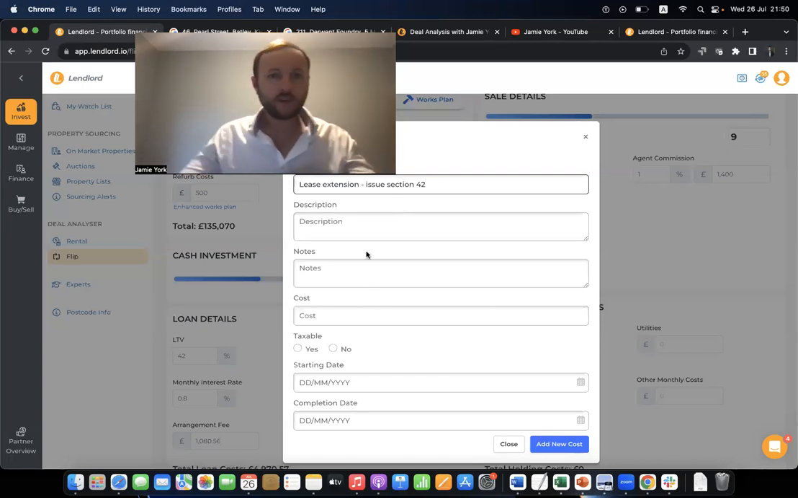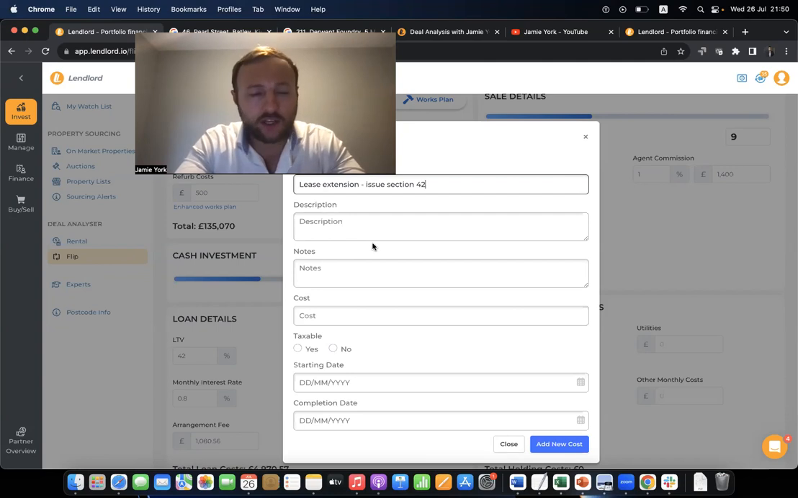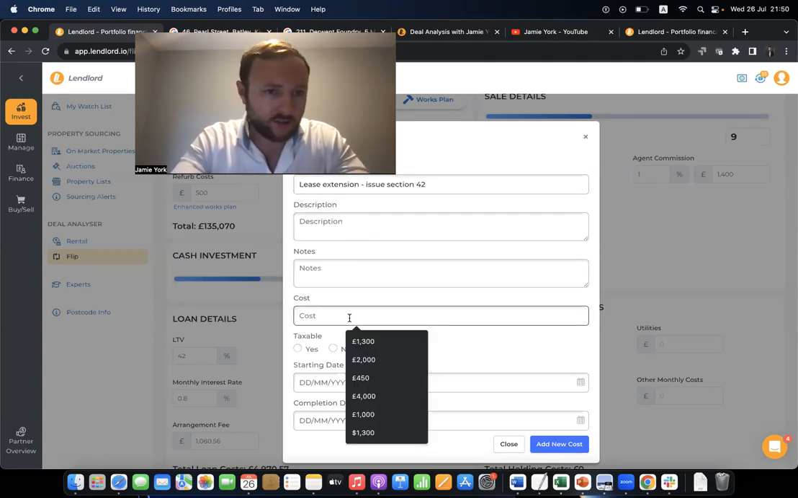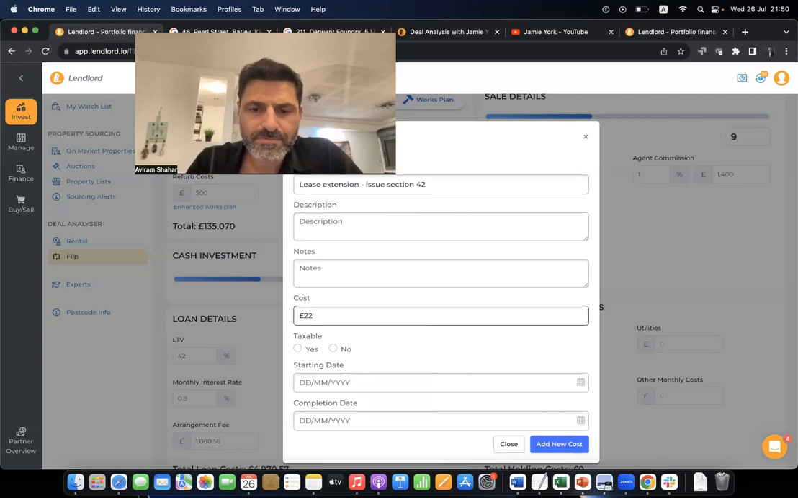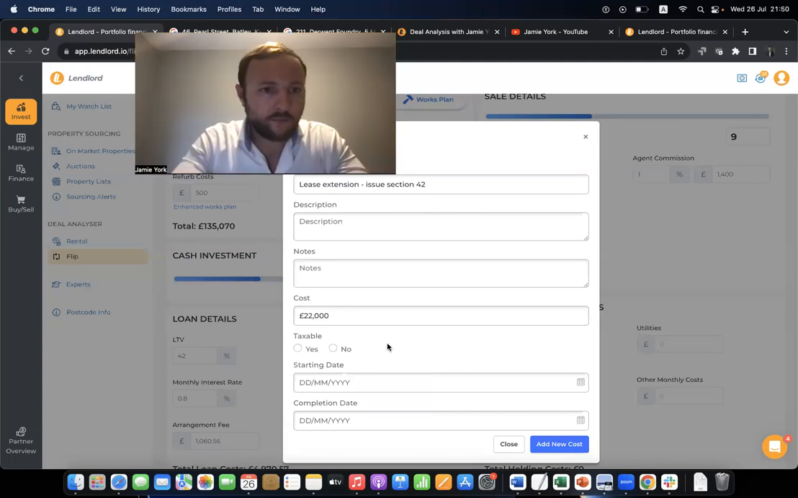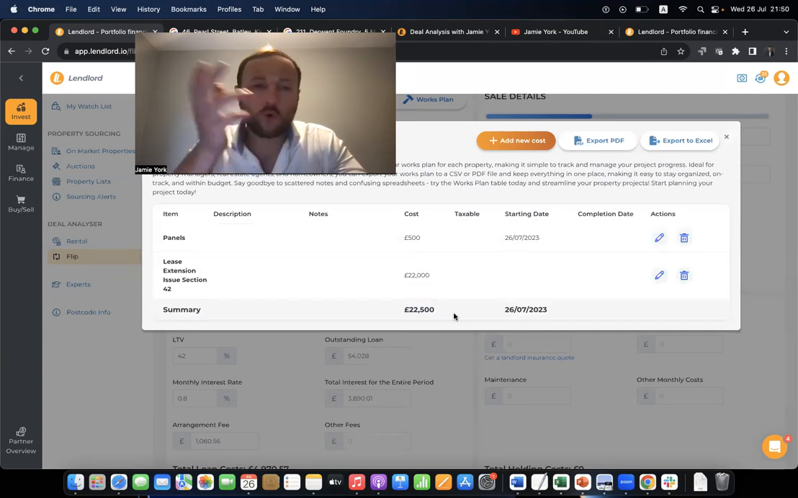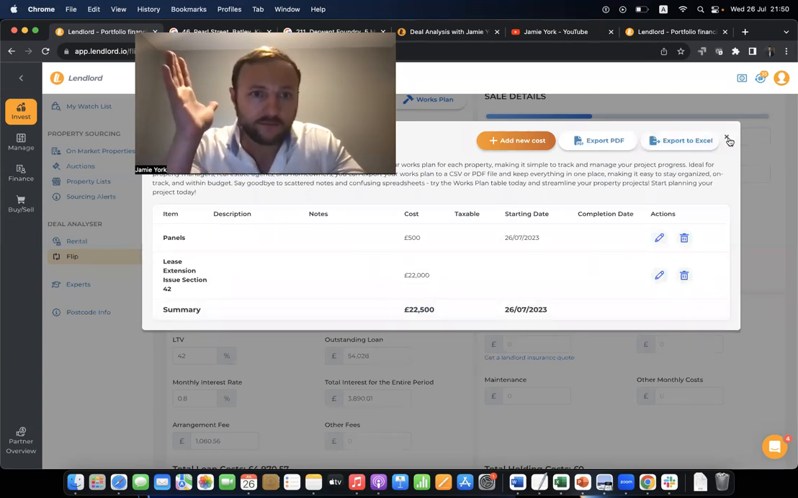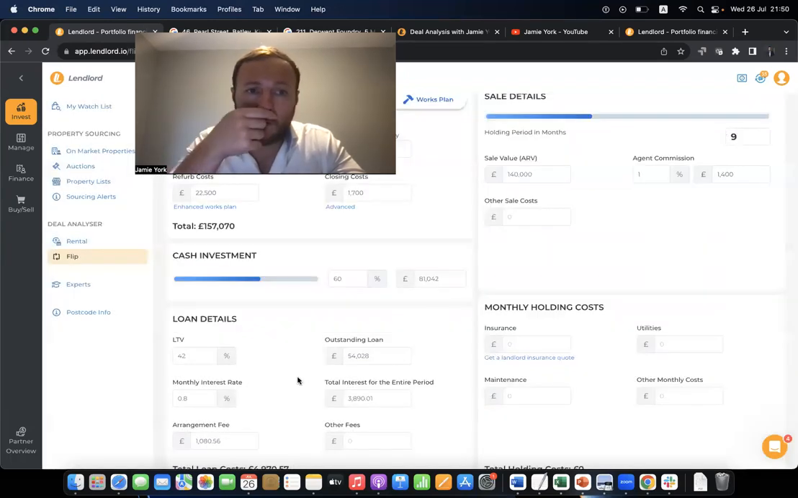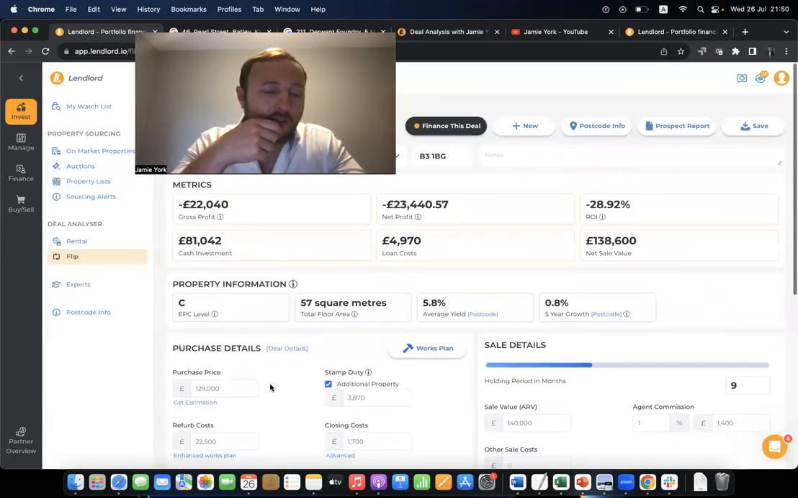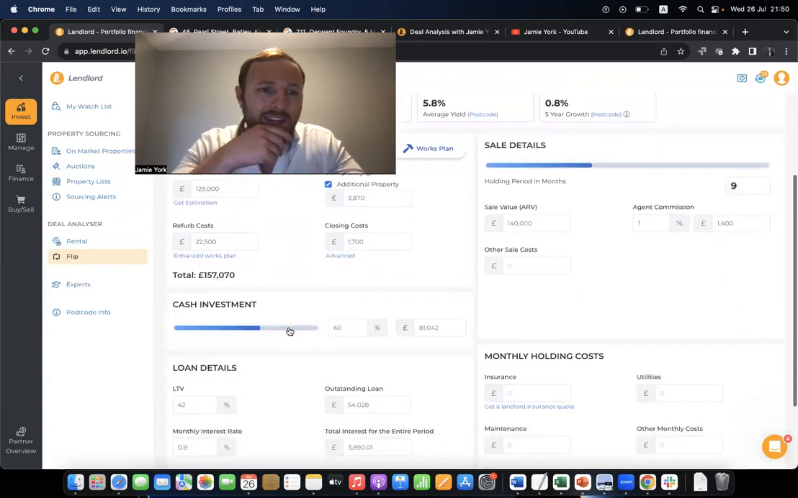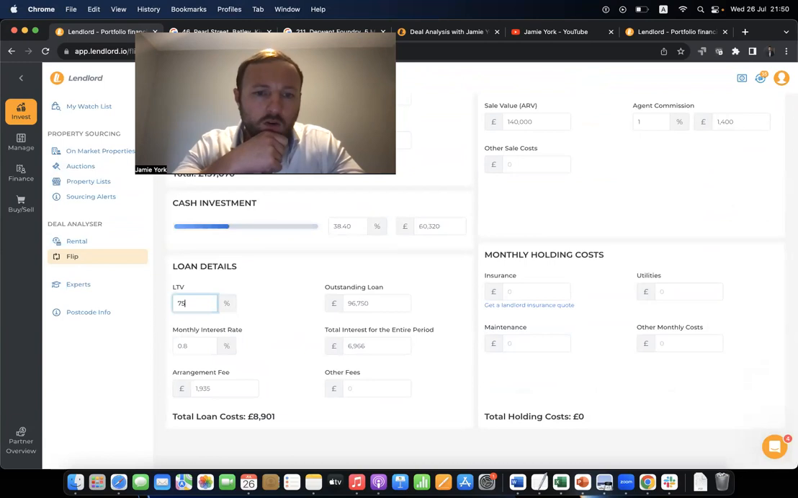Section 42. Okay. So extending the lease on this cost £22,000. 22,000? 22,000. Right. Cool. So 22,000. Most of the time when you extend the lease, guys, it's going to depend on the area, but it will extend to whatever the local area is. So I think this one extended to 125 years. Okay. So that's it. So we've got that. Again, the loan details, we end up getting, I think it was 75% on this as well.